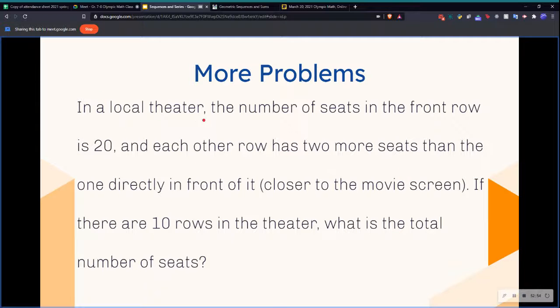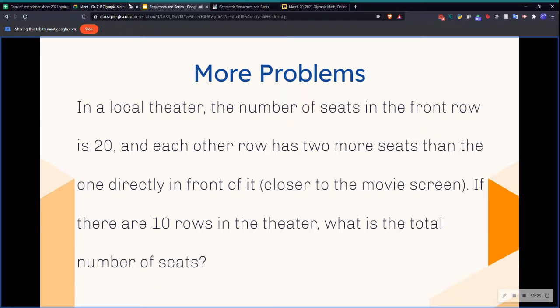So in a local theater, this is the first problem. In a local theater, the number of seats in the front row is 20, and each other row after that has 2 more seats than the one directly in front of it. So the row that's further away from the movie screen has 2 more seats than the one that's closer to it. So if there are 10 rows in the movie theater, what's the total number of seats?